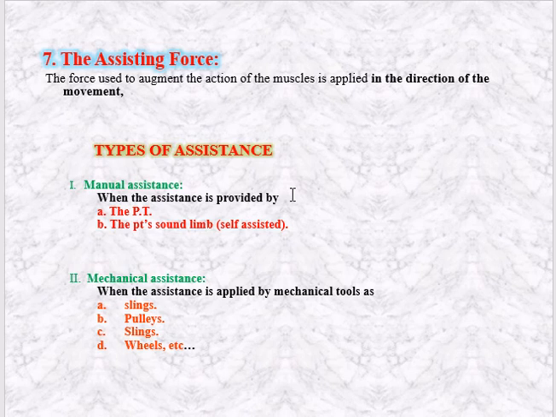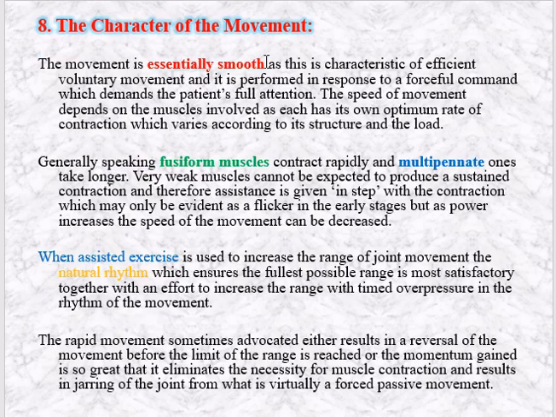Manual assistance: when the assistance is provided by the physiotherapist or patient only, we can call it self-assisted exercise. Mechanical assistance: when the assistance is applied by mechanical means such as slings, pulleys, wheels, etc. The character of movement. The movement is essentially smooth, as is the characteristic of efficient voluntary movement. It is performed in response to a forceful command which demands the patient's full attention.